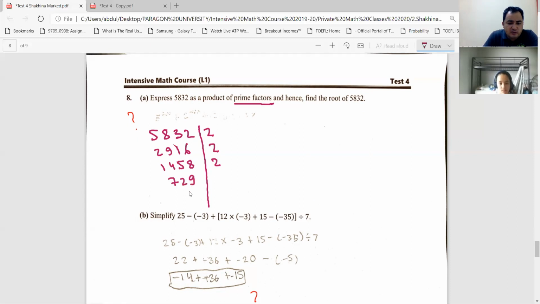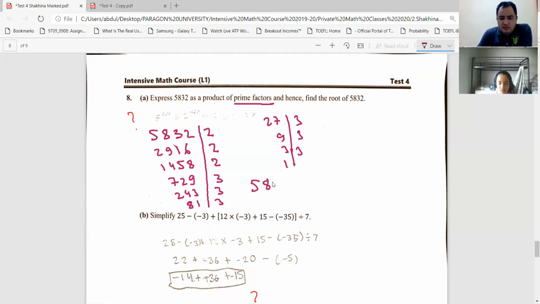Now we cannot divide this by 2, right? Divide by 3. Here we have 243. Divide by 3. This one is 81. I will continue. Divide by 3, right? Here we have 27. Divide by 3, 9. Divide by 3, 3. Divide by 3, 1. Right? So now I can just write here 5832. How many twos, Shahina? 1, 2, 3.